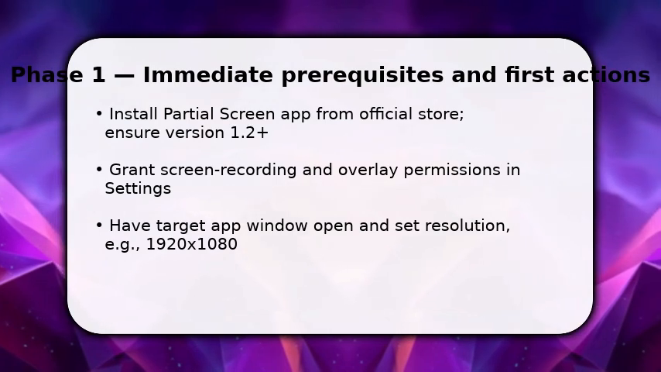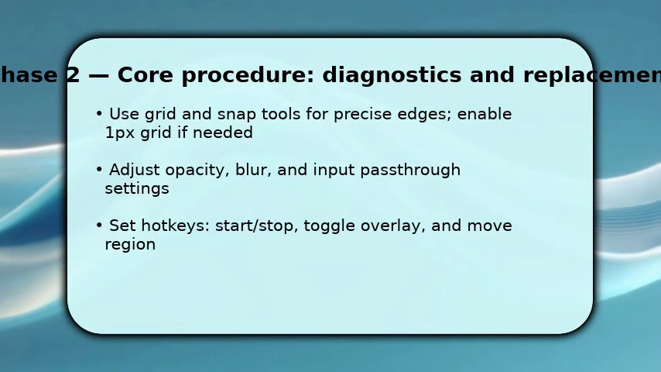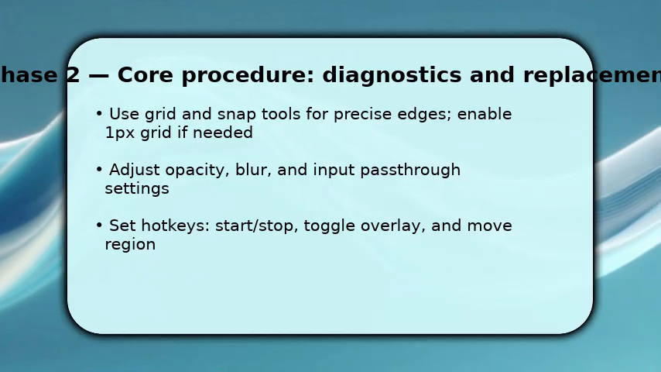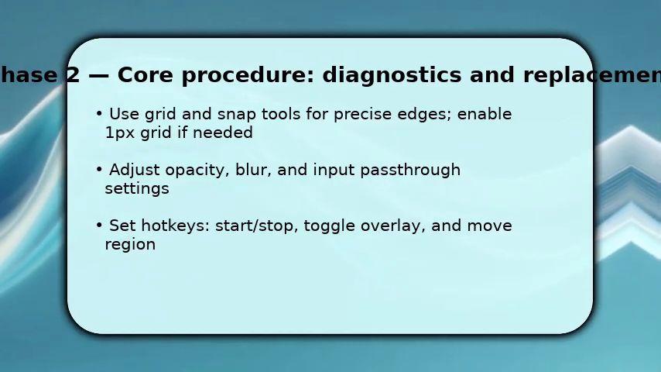Now refine that region so it works smoothly. You use the grid and snap tools to lock edges to pixels, which prevents jitter. Turn on a 1px grid if you need pixel-perfect alignment.